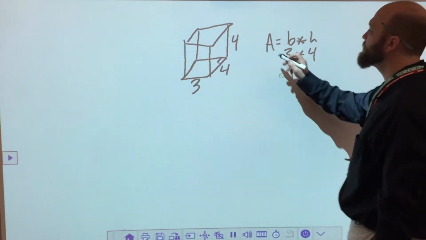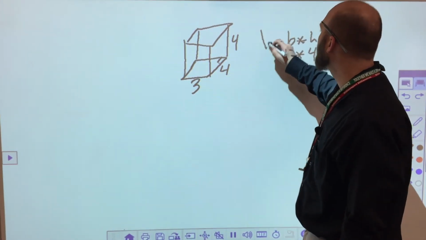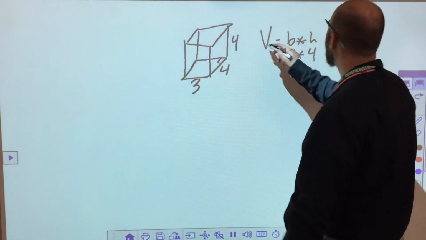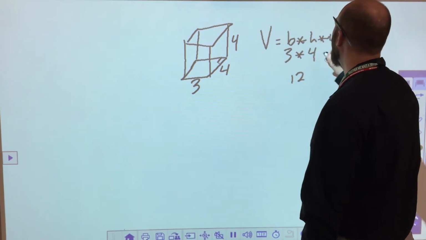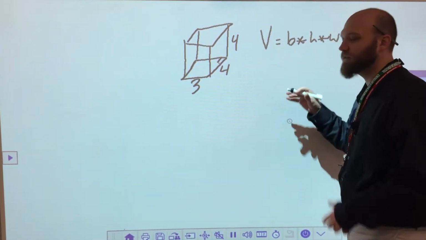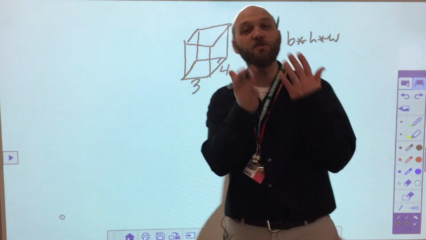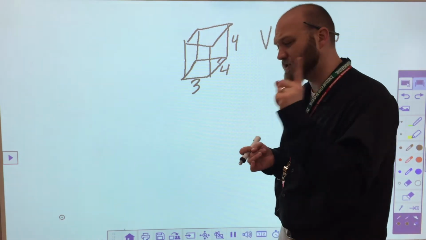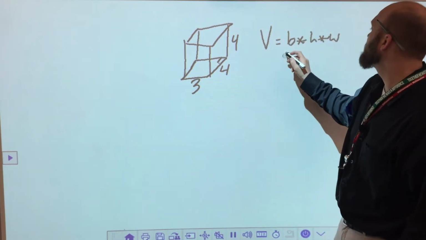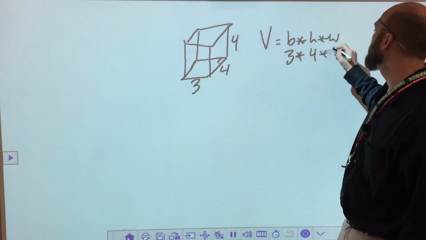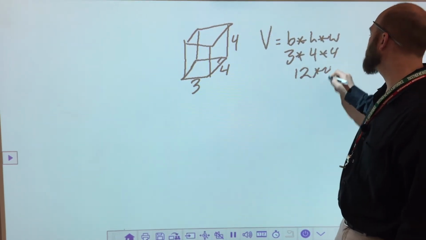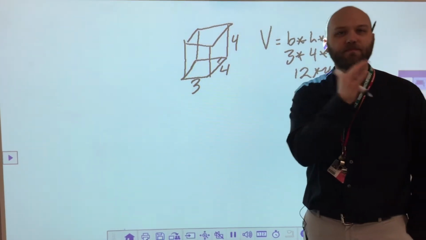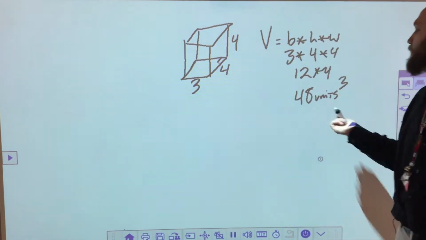What that translates to is no longer area, but volume. And volume is what is the inside of this. Volume equals base times height times width. Now sometimes they'll call that length. It's fine. You have the 3 different dimensions. So we're solving it in 3 dimensions, which means that our answer is going to be units cubed because we're in 3 dimensions, not 2. And in this case, this would be 3 times 4 times 4. 12 times 4, or 48 units cubed. All right, so I have 48 units cubed.